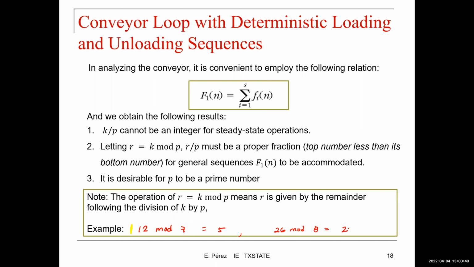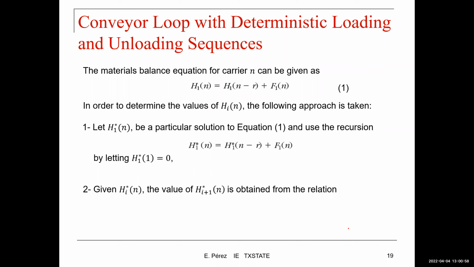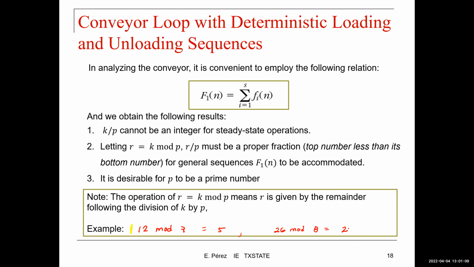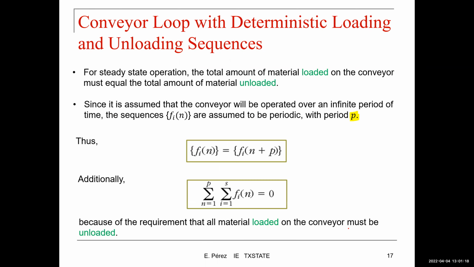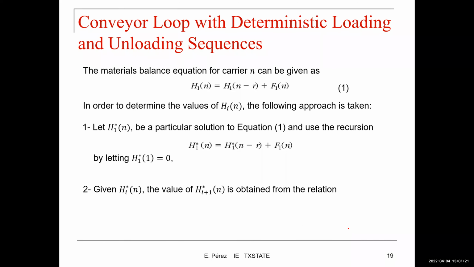Okay, so using this, now we can get into an example. I have those operations there. The material balance equation for carrier N can be given as follows. Remember, H_i is the amount of material carried by carrier N immediately after passing station i. So that's going to be given by this equation: H_1 of N equals H_1 of N minus R plus F_1 of N.